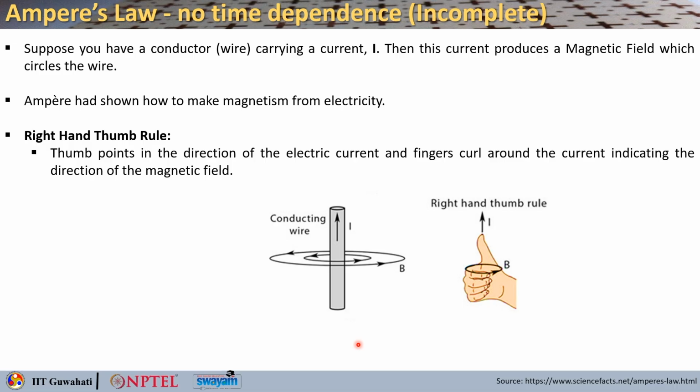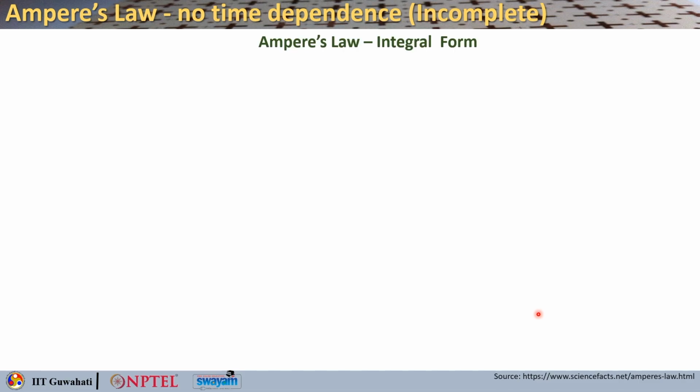Now, what is the direction? How can you find it? You can get the magnetic field direction from the right hand thumb rule. If you put your thumb pointing in the direction of the current, the fingers of your right hand will curl, indicating the direction of the magnetic field. That is how it follows the right hand thumb rule.